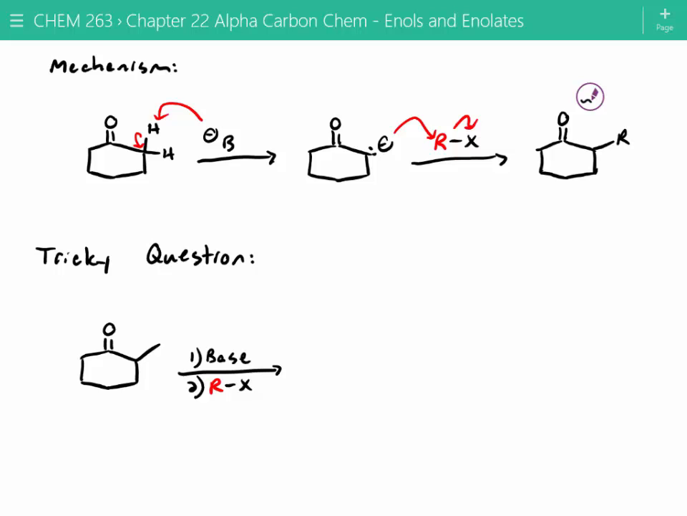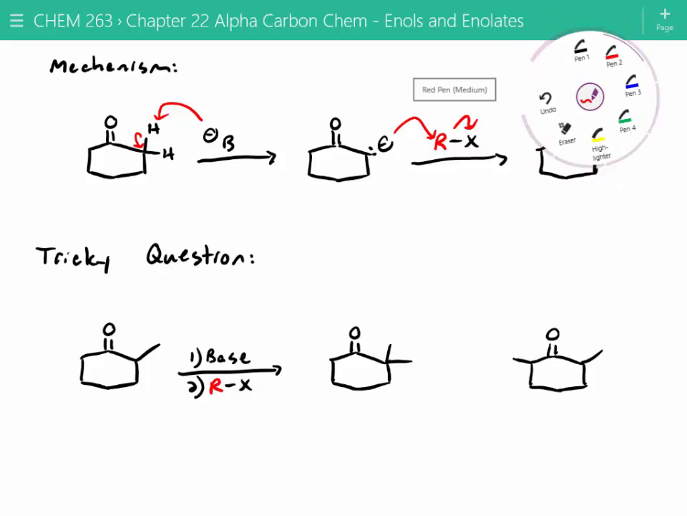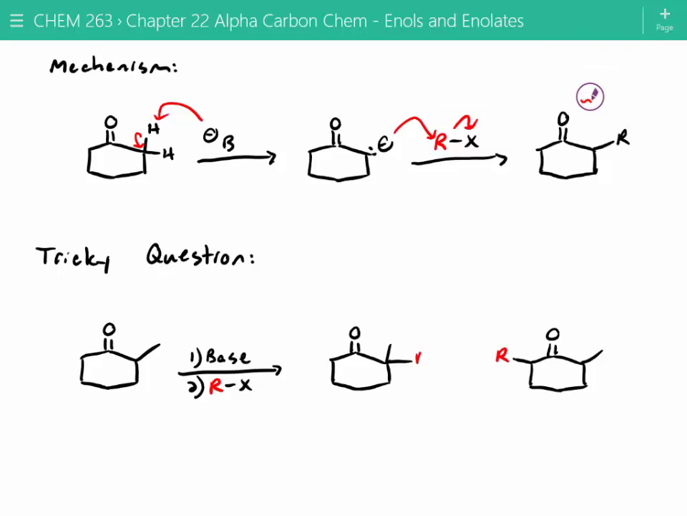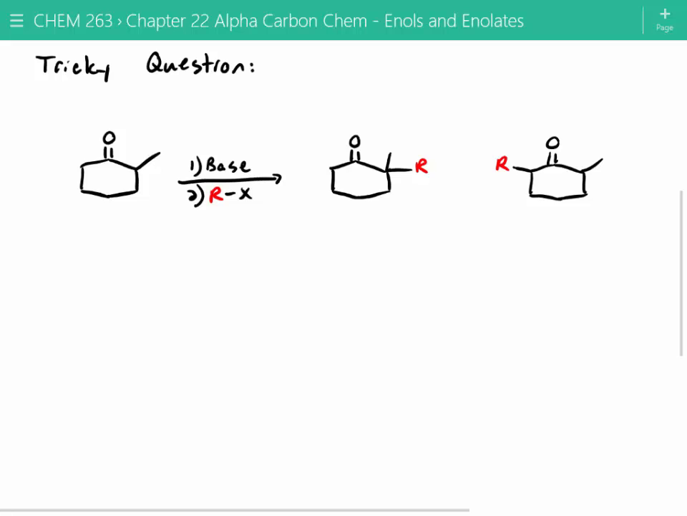I want to be on the left side. So let's draw out both potential products, because we've got two different alpha positions. You could have one where your alkyl group installs next to the methyl group, so let me finish drawing these out. Or one where it installs on the opposite side, so you could have your alkyl group there or there. Which one do you think we would get and why? The left one. The left one is more substituted.